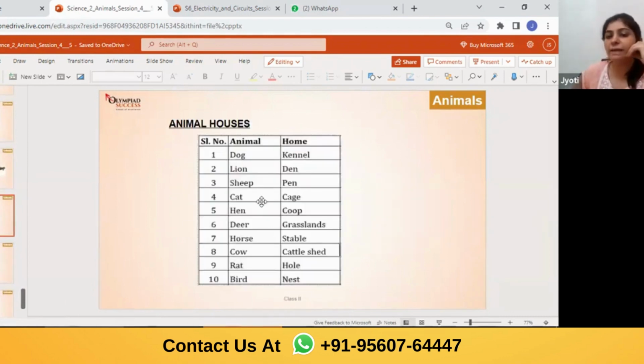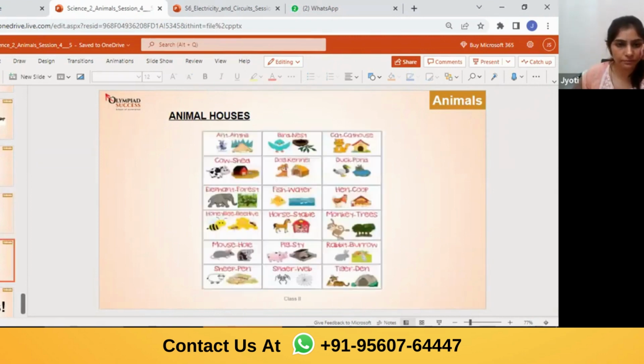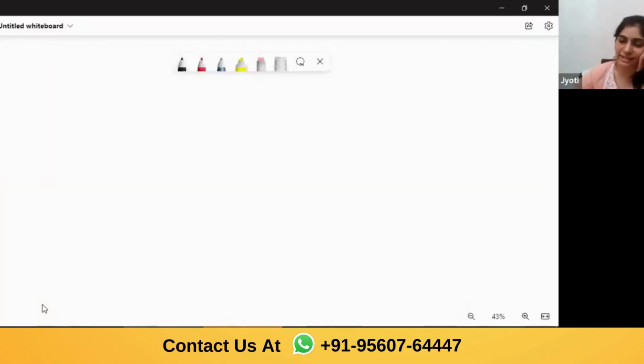So these are the names of the houses of the animals. These are the houses whose names you should know, like hen, coop, cow, and these all are there. These are all names of houses which you just have to mug up. Beta, please raise your hand. If you say in between, ma'am, I don't understand, who speaks.